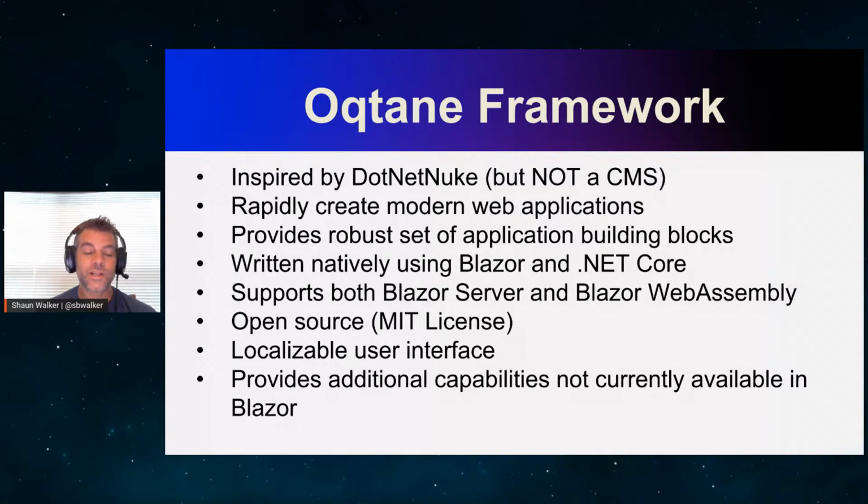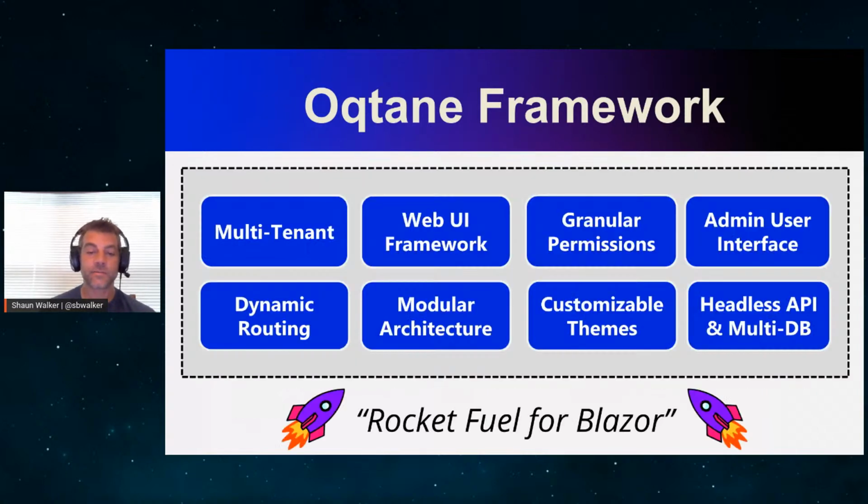It has full localization capabilities that are built into it now. And it provides a lot of capabilities that are not currently available in Blazor. Well, what are those capabilities? Multi-tenancy is a big one. So there's many, many cases where you're building web applications and they need to be multi-tenant, meaning you want to run multiple instances of the application using the same code base. And that is not something that Microsoft has really ever provided support for in any of their previous frameworks, and I don't expect they'll ever add it in Blazor either. So, but that's a key part of Octane.